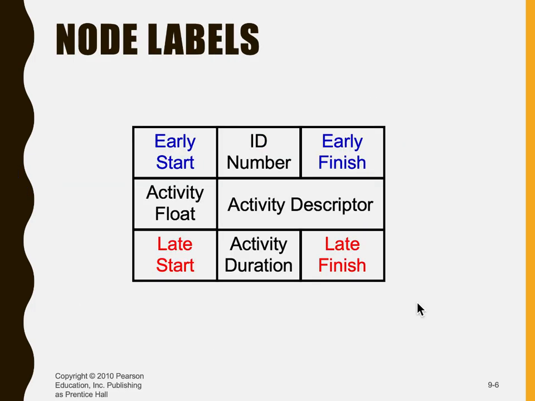What are the labels on nodes? We have the early start, early finish, the ID number, activity float, the description, date start, date finish, and duration. Usually these are some of the information that will appear on the nodes.